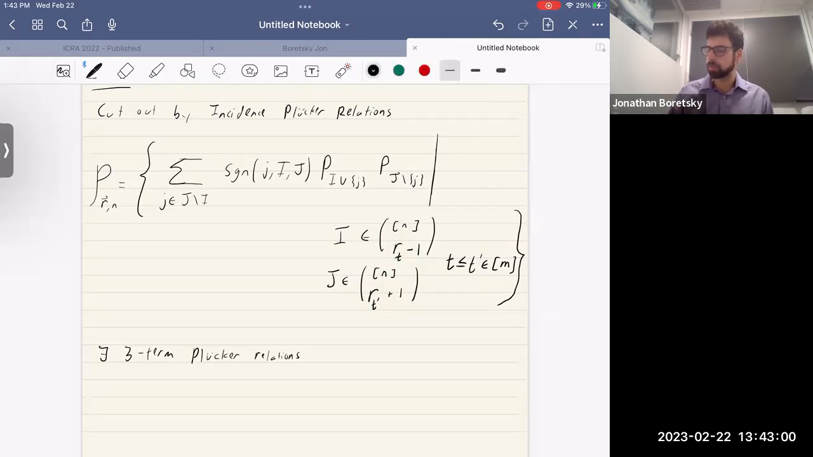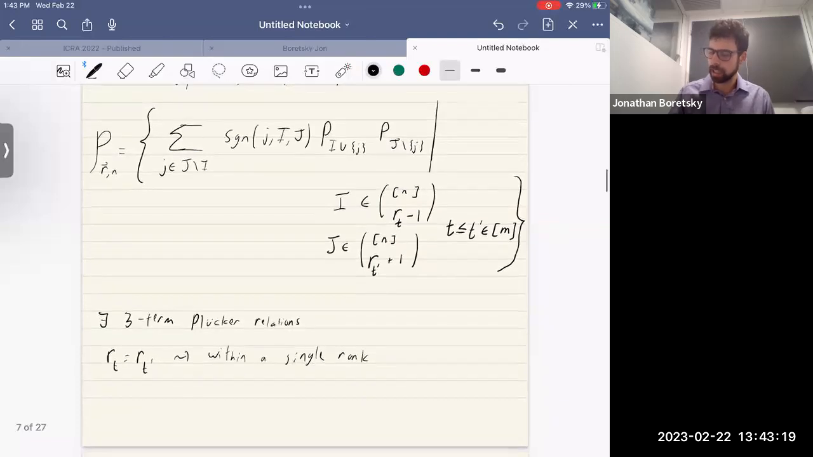So where do you get 3-term relations? You get 3-term relations when r_t equals r_t'. So these are relations within a single rank. These are the type of relations you'd get in the Grassmannian, for example, because there you only have one subspace. And you also get 3-term relations when r_t' equals r_t plus 1. And this is when you have consecutive ranks.